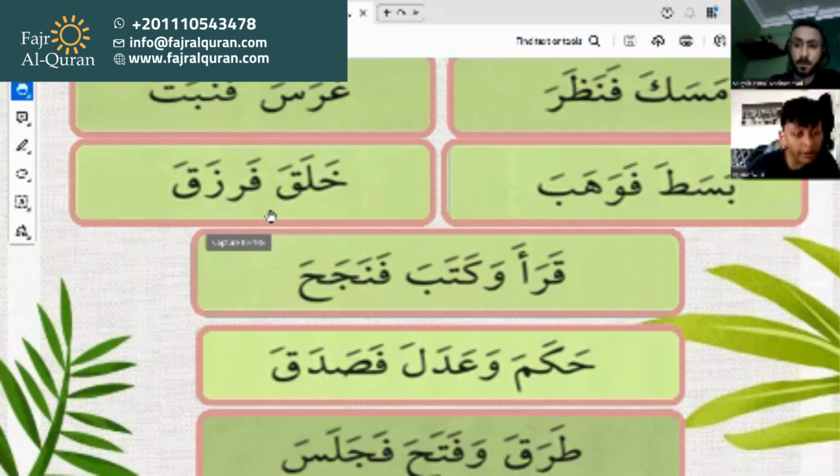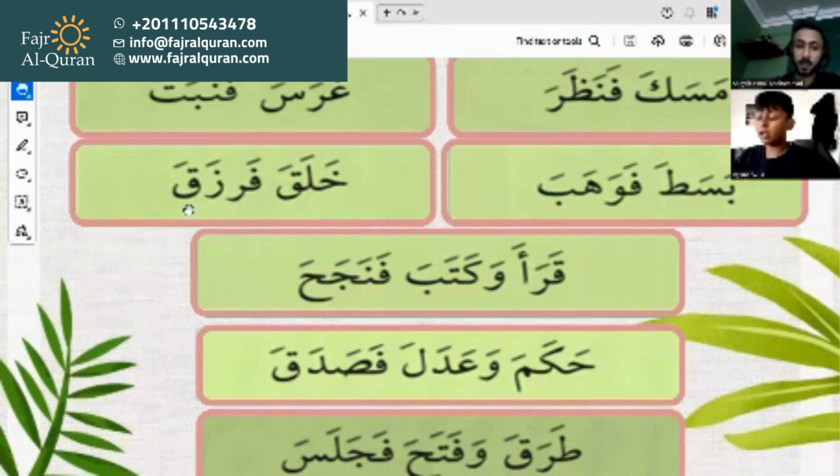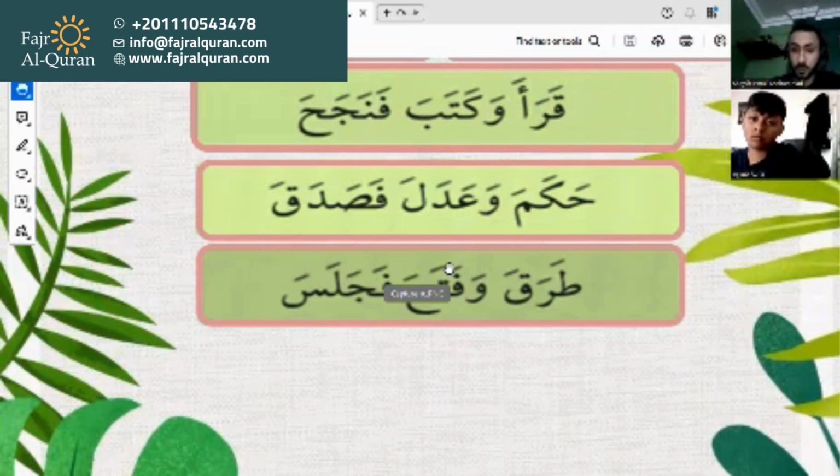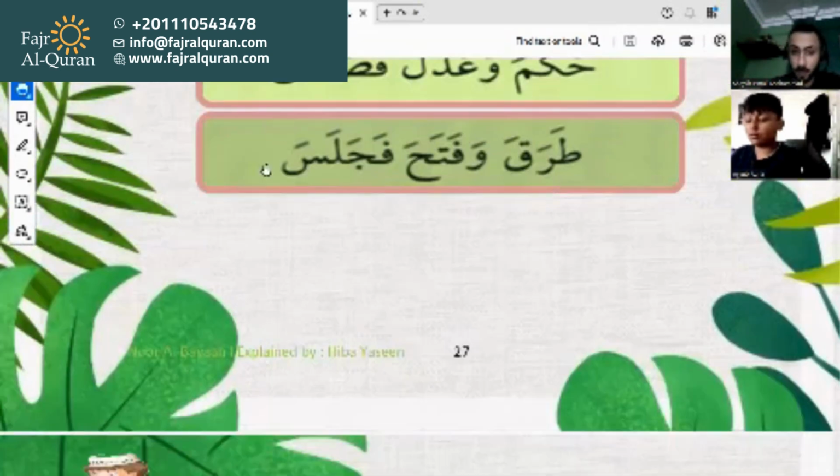خلق فرزق. Is it farazaka or farazaqa? فرزق. Yes, great. Okay, let's jump to 3 words. You're going to connect 3, not only 2. So just try the last 3 words.